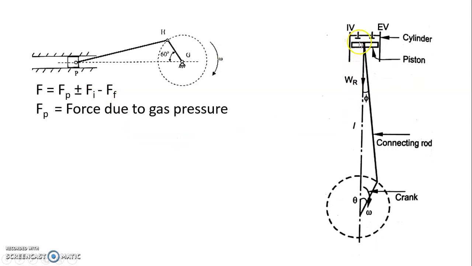And this is the vertical cylinder, and in a vertical reciprocating engine, one term is added, that is weight. You will have to add the weight to the force due to gas pressure, that is Fp.